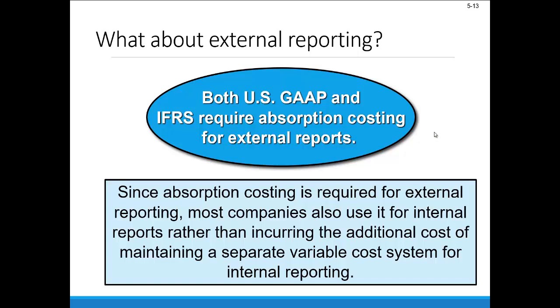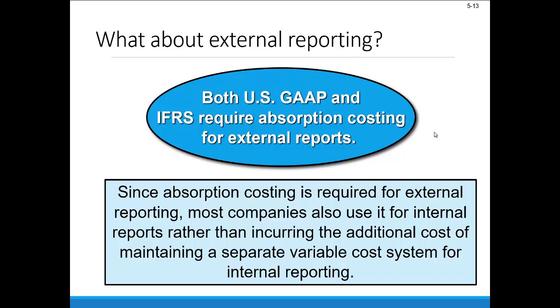Now, it is useful to note that US GAAP, which governs accounting standards in this country, and IFRS, the international reporting standards, do require absorption costing for external reports. And since that is the case, a lot of companies do also use it for internal reports rather than having the additional overhead of maintaining two separate costing systems. But I would add the caveat that I have seen variable costing in practice on several occasions. It's certainly a useful tool for management decision making, so it is out there, even if it's not formalized.